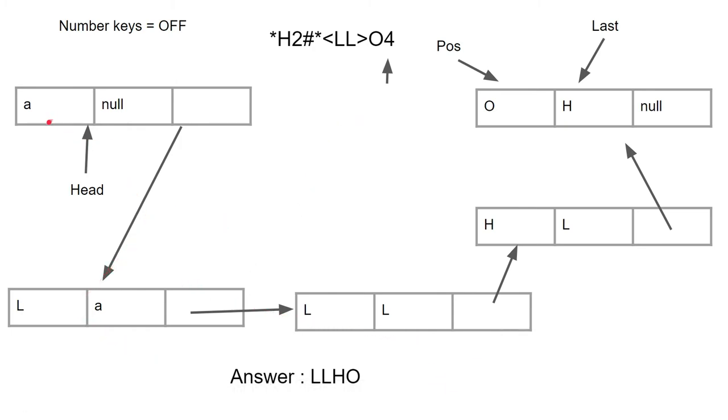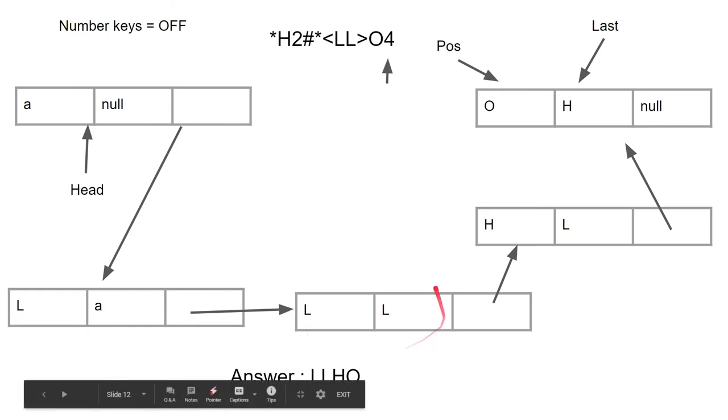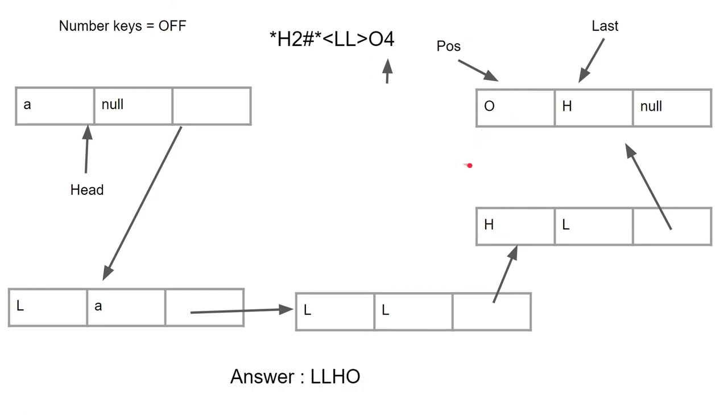In the answer, we'll not be traversing the first node. We'll start from the second. So the output would be L. This node L. Here this node points to H. This node data is O. L L H O would be the answer.